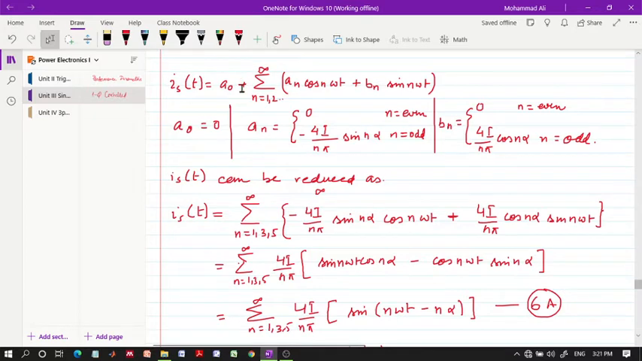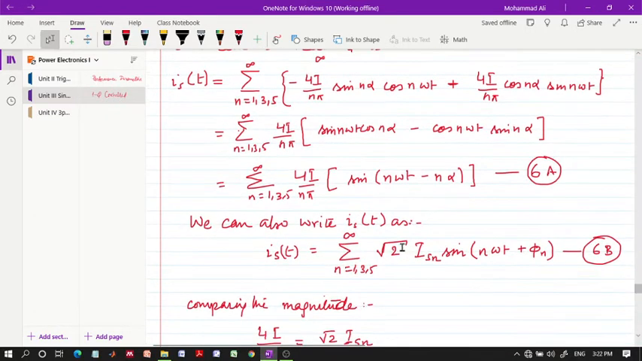Now if we place these values in this equation, what will happen? We will get the final equation. So I have just placed these values, and of course the even terms will omit. So n will be equal to 1, 3, 5 up till infinity, and here we are just taking these values when n is odd. So combining this we get this expression of 4I by n pi sine of n omega t minus n alpha.